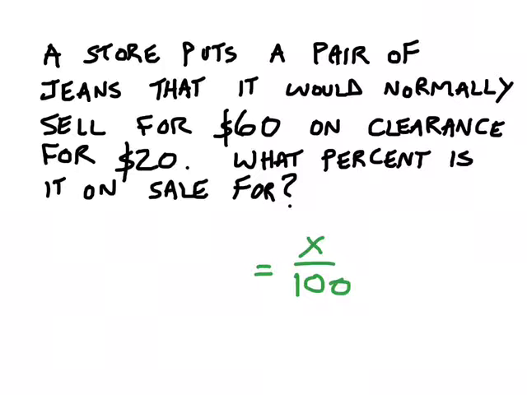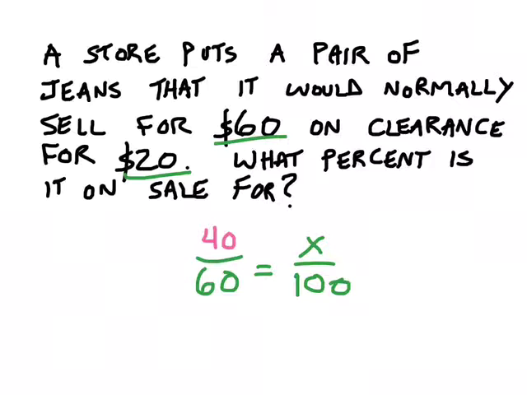So if I look through here, it normally sells for 60, so that's the original price. And now I'm looking for the change. Keeping in mind, it may not just be the other number in the question. So it normally sells for 60. It's on clearance for 20. That's the new price. It's not the change. So I need to figure the difference there. And 60 minus 20 is 40. So they've changed the price or discounted the price by 40 bucks.